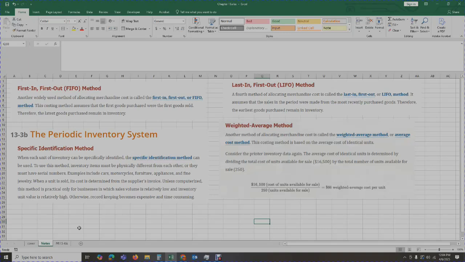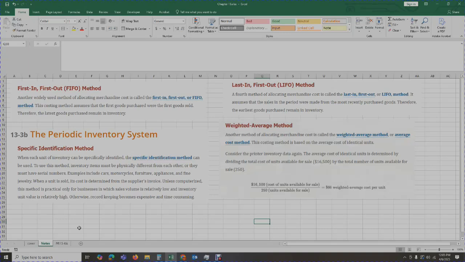Okay, so the first one we're going to do is FIFO, first in, first out method. This is a widely used method for allocating merchandise cost, and it basically assumes that the first goods purchased were the first goods sold. Therefore, the latest goods purchased remain in inventory. So to me, when I think about FIFO, it is the first one in, first one out. I sell my old, I keep my new.